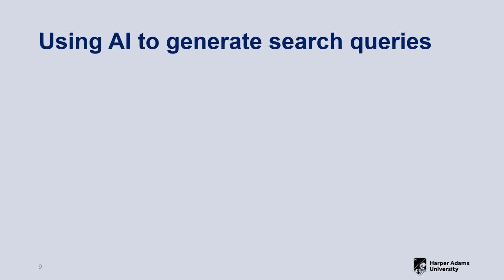Using generative AI to create more effective search queries is particularly useful when you're struggling to find the right keywords or when you want to explore different search approaches for your research. The key to getting good results from AI is using a structured prompting approach.